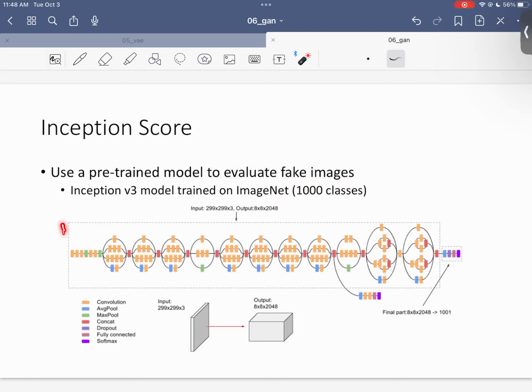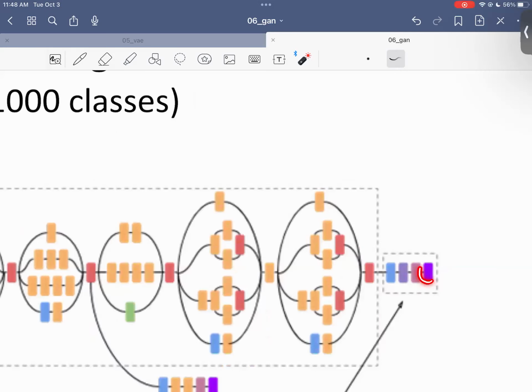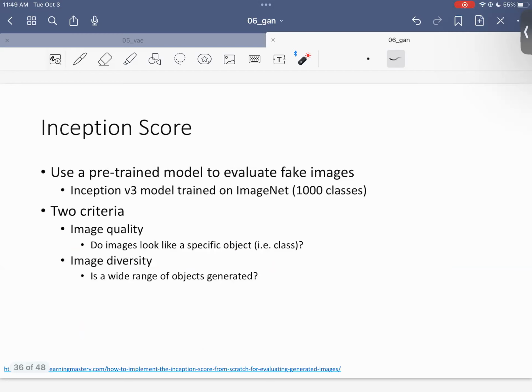The model architecture is a pretty big model, and at the end, this is where you get 1,000 logits. So that's the Inception model. There's version 1, version 2, version 3, and we'll get to that later. With the pre-trained Inception version 3, we want to evaluate based on two criteria: image quality and image diversity. When you have a GAN model and you generate a bunch of fake samples, we want to put those samples through Inception version 3 and evaluate the quality of each individual image and the diversity of the overall images. So how do we do that?